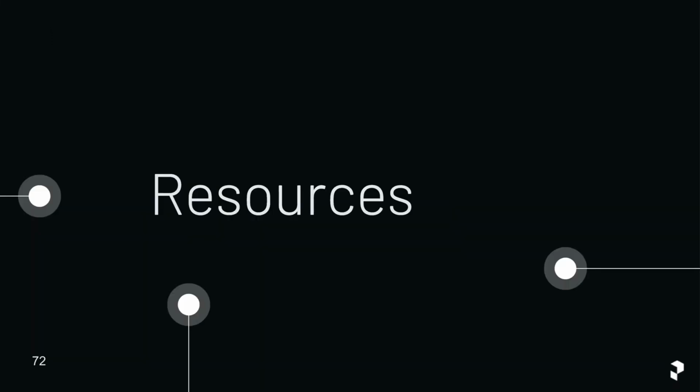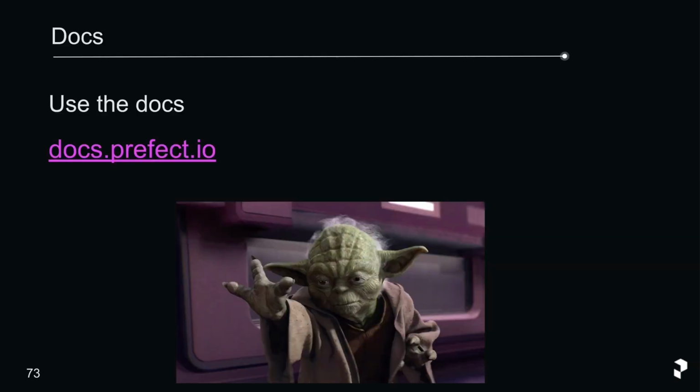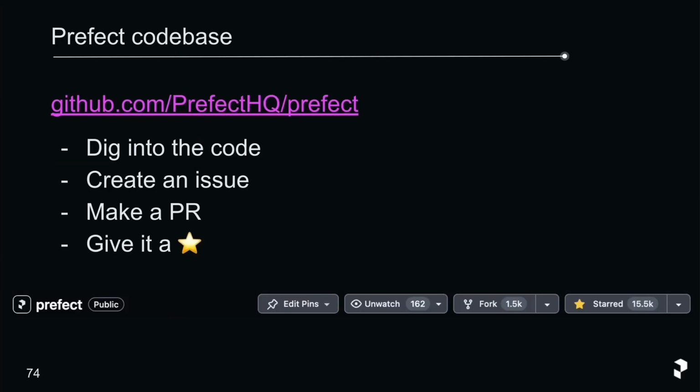All right, we have come to the end of the module, and we're going to cover some helpful resources for you. Use the docs. If you want to figure out what the latest and greatest patterns are with Prefect, the docs will be your surefire way of going about that. You can also take a look at the Prefect codebase. So Prefect is open source. It's all out there for you to explore. Dig into the code, create an issue, make a PR, and don't forget to give it a star.